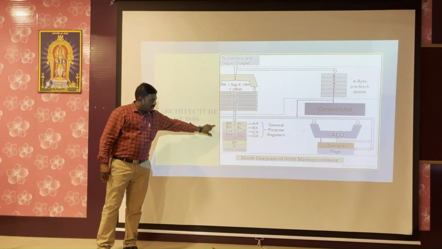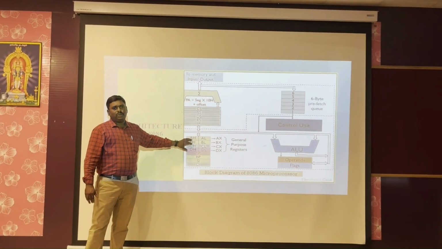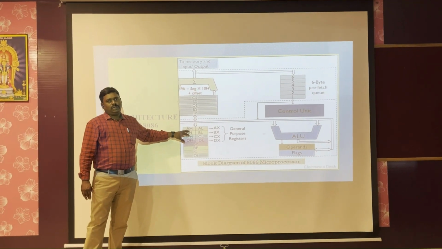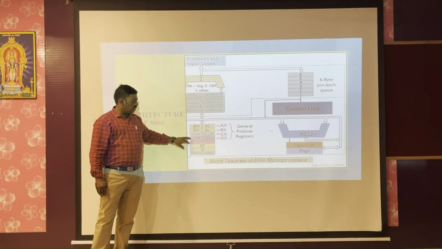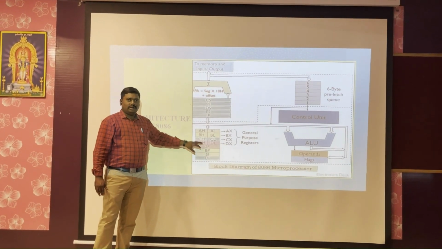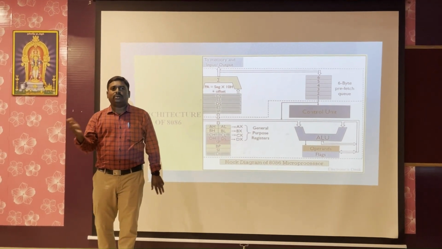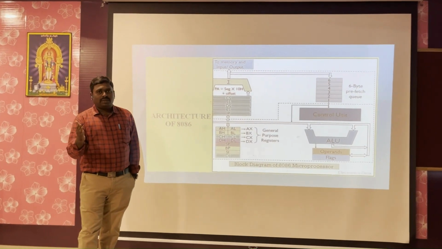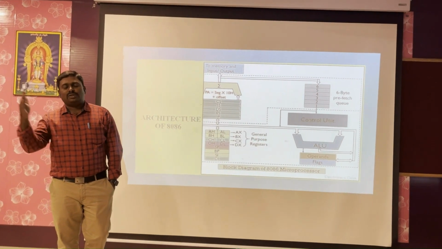Similarly, the general purpose registers. Here we have two 8-bit registers: AX, which is the combination of AL and AH. Similarly, BX, which is the combination of BL and BH. Similarly, CX, which is the combination of CL and CH. Next, DX, the combination of DL and DH. Each belongs to 8-bit, totally 16-bit. So the 16-bit processor takes a 16-bit input, which will be processed, and gives a 16-bit output.